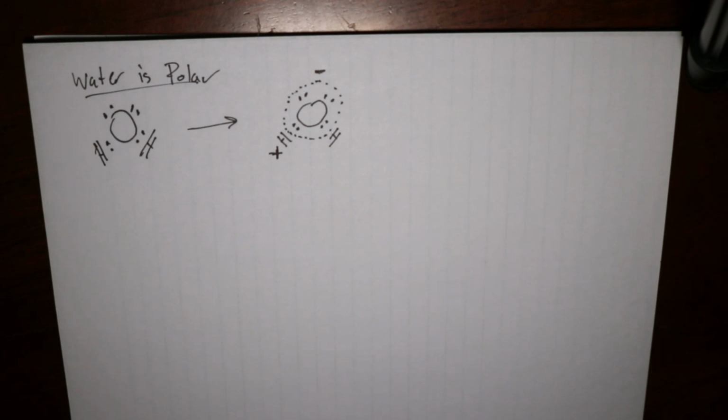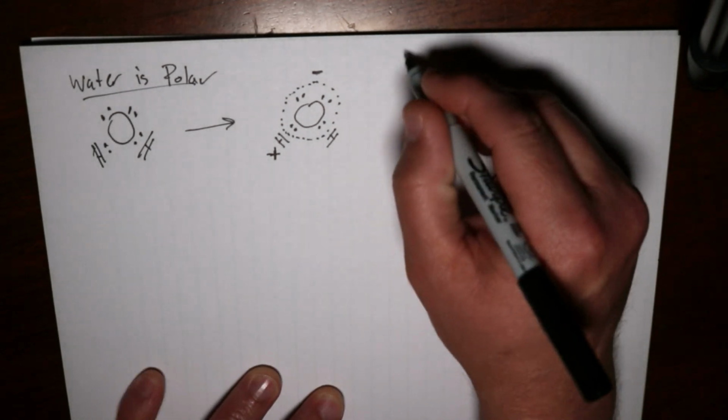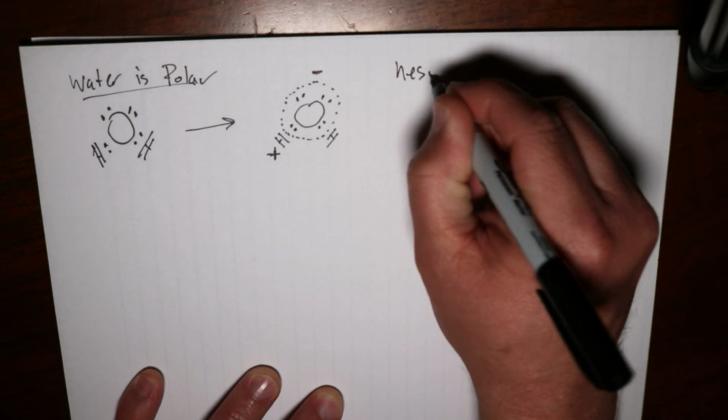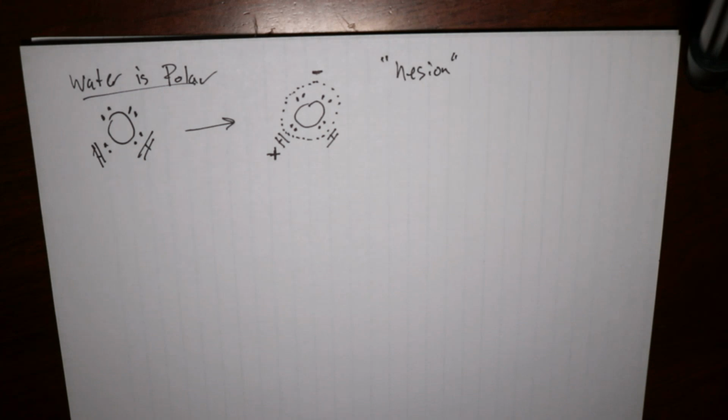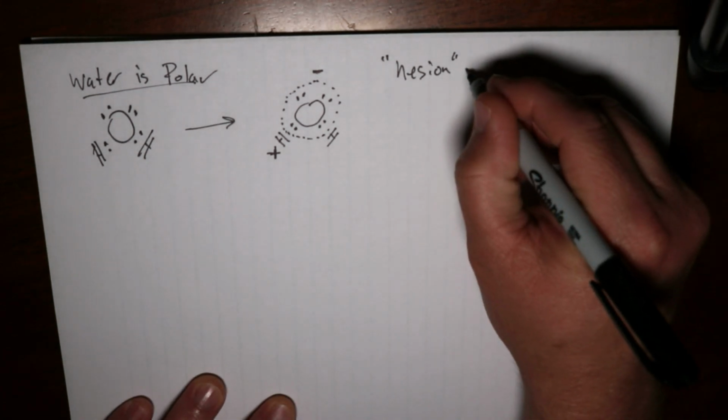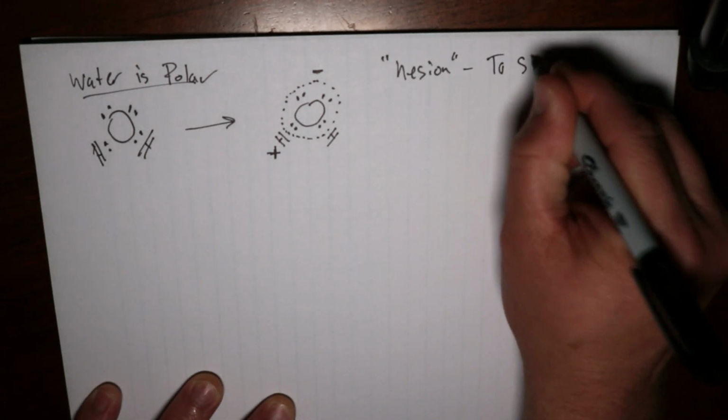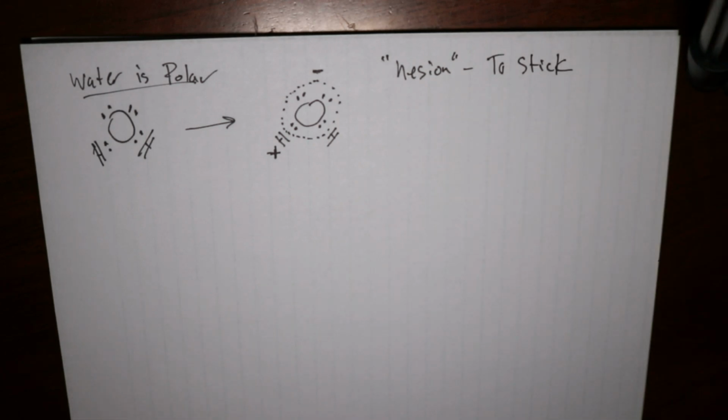Because of that charge, there are some unique properties of water. One of the things you really want to key in on and understand, besides water being polar, is the idea of cohesion and adhesion. I'm going to write up here at the top just the word hesion. It's not actually a word, it's the root word. What does that root mean? It means to stick. So we're going to stick that up at the top there, no pun intended, just so we can keep that in our memory.